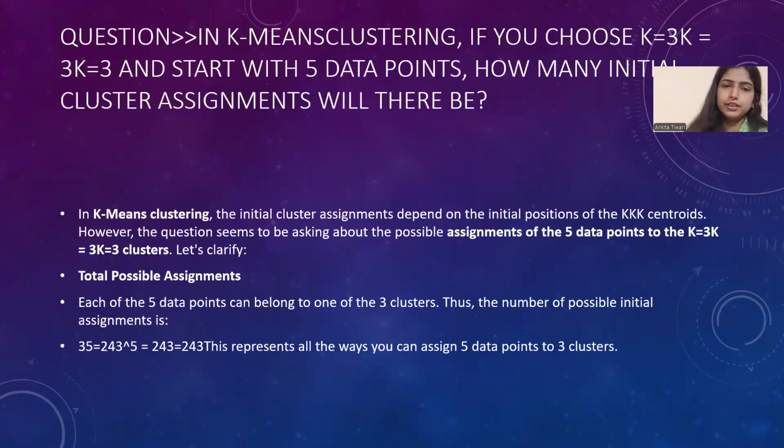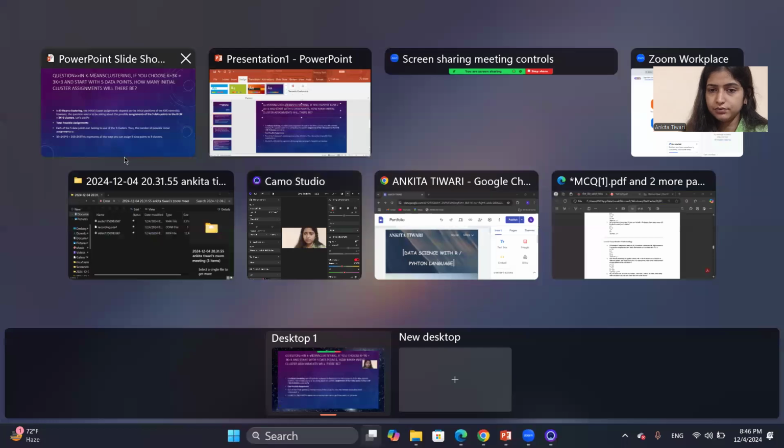Our first question is: in K-means clustering, if you choose K equals 3 and start with 5 data points, how many initial clustering assignments will there be? Here we simply compute 3 to the power 5, which equals 243. This means we are assigning 5 data points that can each belong to one of 3 clusters, so the number of possible initial assignments is 3 to the power 5. Okay.